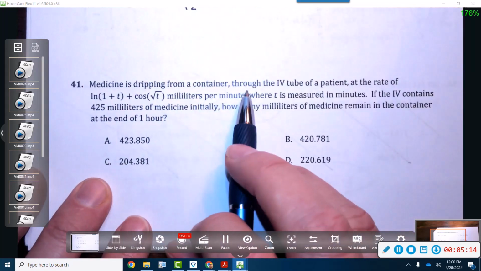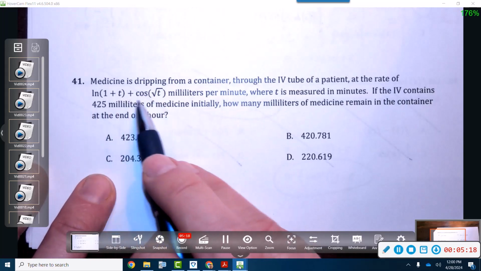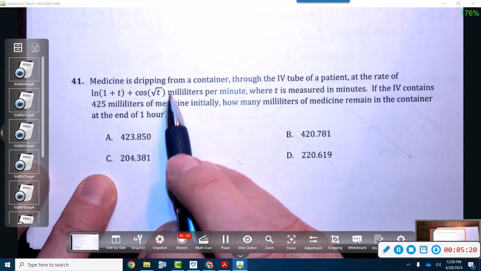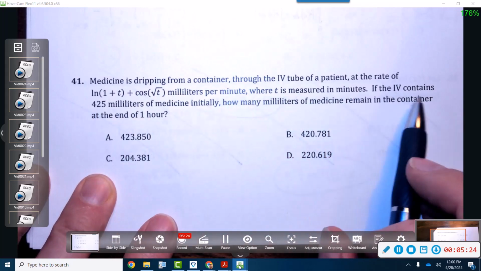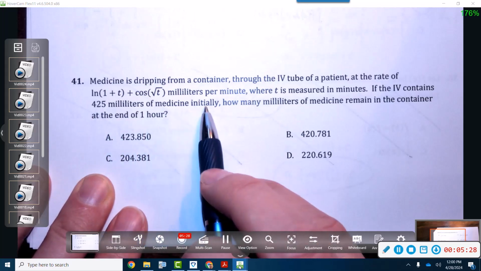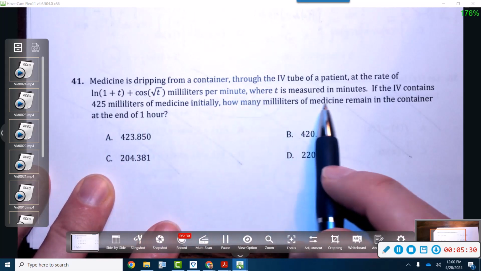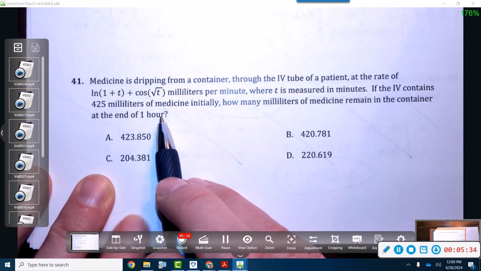Medicine is dripping from a container through the IV tube of a patient at a rate of this. Okay, that's a very complicated function there, per minute. So that is a velocity. It's a rate where T is measured in minutes. The IV contains 425 milliliters of medicine initially. How many milliliters of medicine remain in the container at the end of 1 hour?